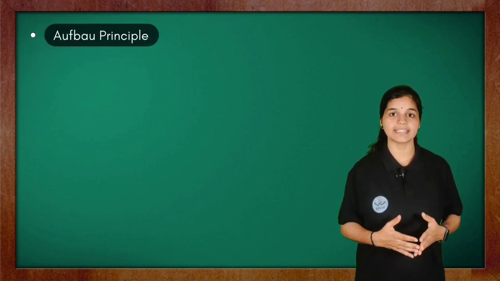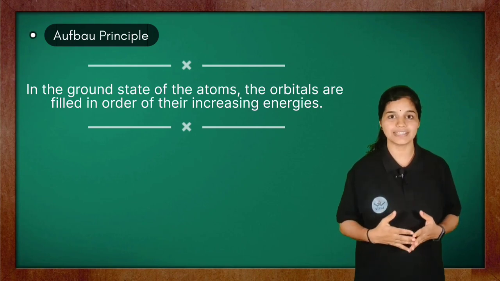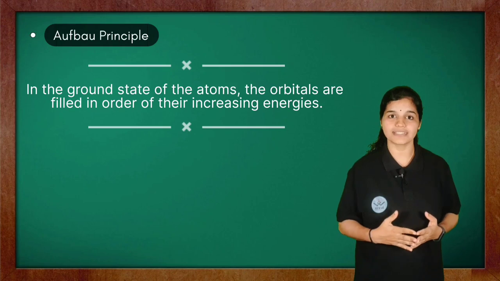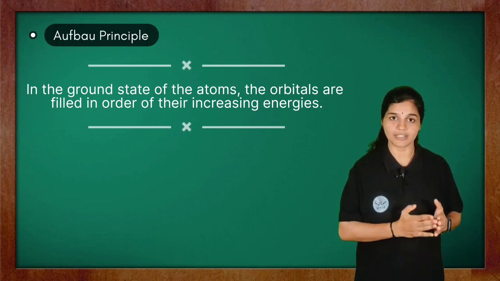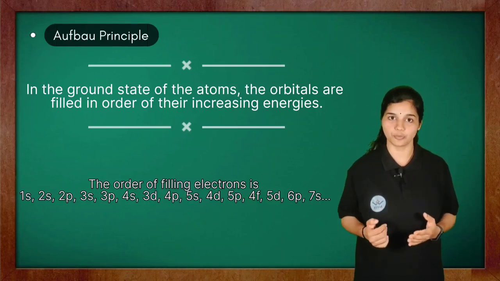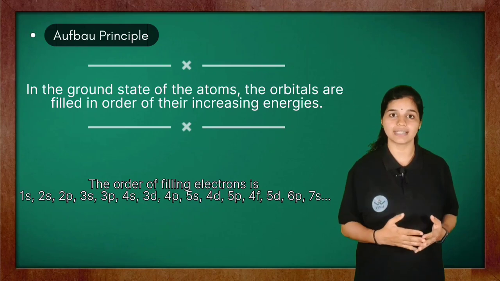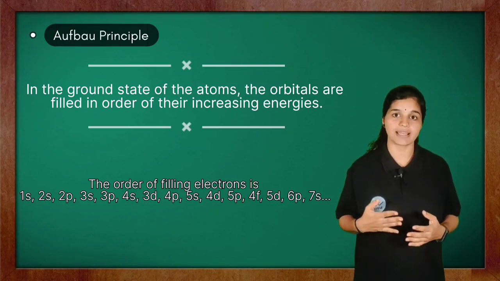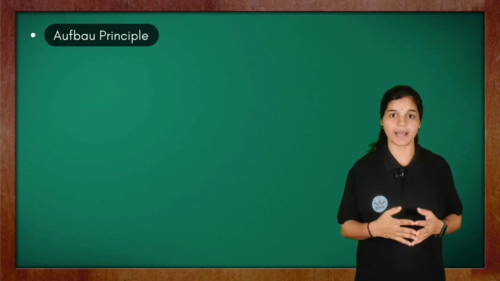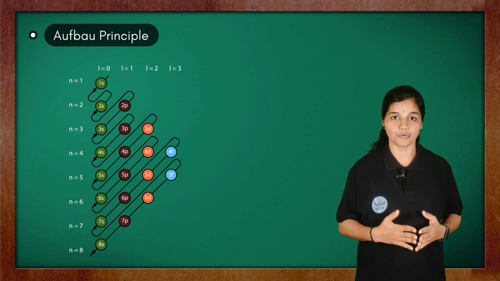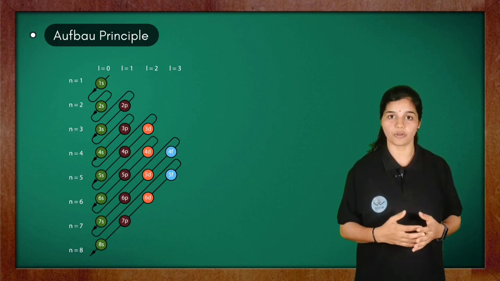The Aufbau principle states that in the ground state of the atom, the orbitals are filled in the order of their increasing energies. According to this principle, electrons first occupy the lowest energy orbitals available and then enter into the higher energy orbitals only after the lower energy orbitals are filled. The order of filling electrons is 1s, 2s, 2p, 3s, 3p, 4s, 3d, 4p, 5s, 4d, 5p, 4f, 5d, 6p, 7s and so on. You can remember this order by using this particular figure. Starting from right top to the bottom left, the direction of the arrows gives the order of filling of orbitals.